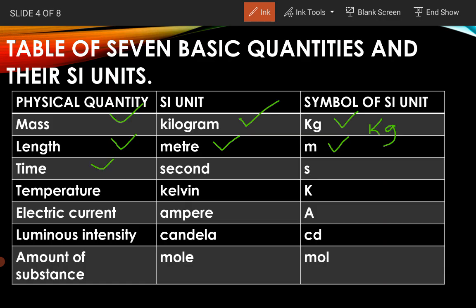Time, which is measured using a stopwatch, is measured in seconds. The symbol for second is a small s. Please take note, because if you use the capital S, it means you are representing something else, for example displacement in physics. And then we have temperature. Temperature is measured in what is known as the Kelvin.